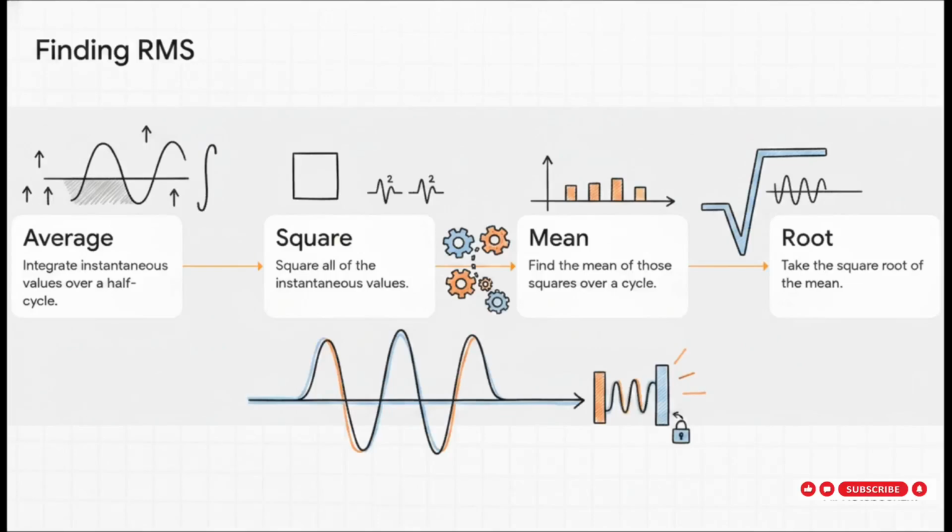Calculating these isn't guesswork. It follows a very strict logical path. For the average value, we integrate all those instantaneous snapshots over a half cycle to find the steady equivalent. For RMS, well, it's right in the name, root mean square. First, we square the instantaneous values. Second, we find the mean, or average, of those squares over a full cycle. And third, we take the square root of that mean. This rigorous math is absolutely crucial because it's what allows engineers to design systems that don't overheat or fail under varying loads.